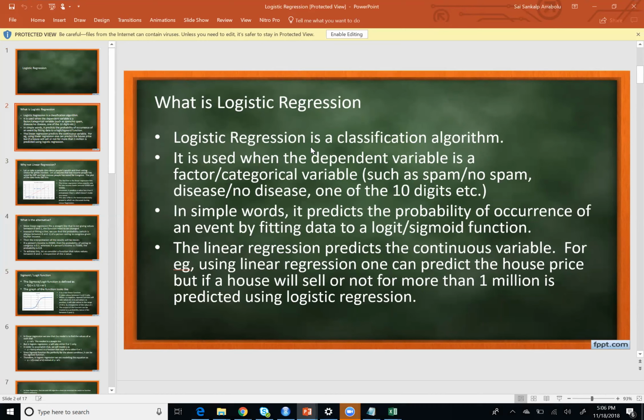Regression means that when you're fitting a curve to your data, that is regression. Whether you're solving a classification problem or a regression problem is different. In a classification problem, you try to come up with a decision boundary. You don't try to fit an equation to your data.